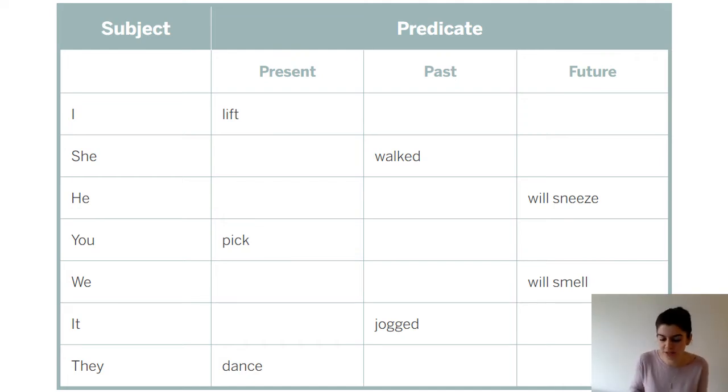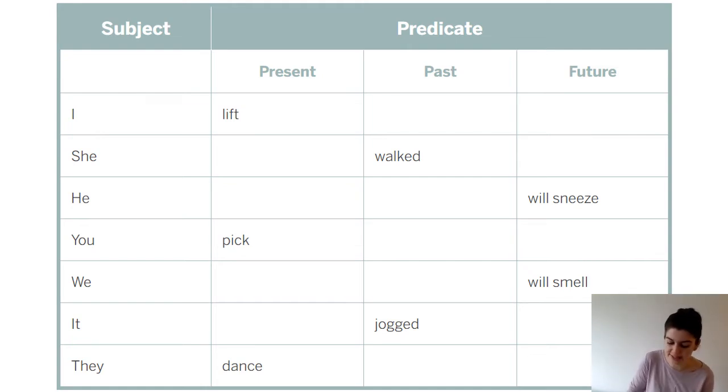Let's turn walks into a future tense verb. I mentioned that our base verb is walk, so now we just need to add our future tense marker in front of that. So get rid of the S and then write those 2 remaining words. You should have gotten, she will walk.